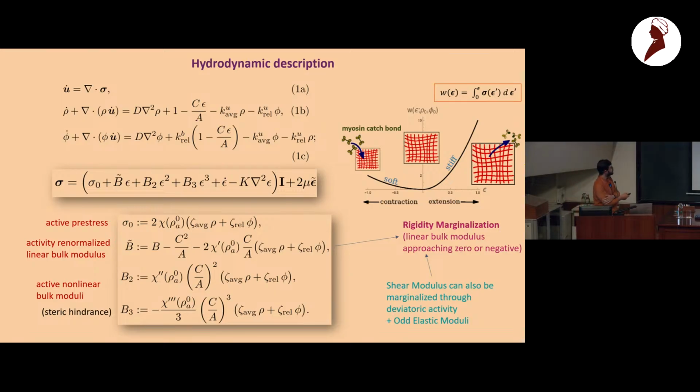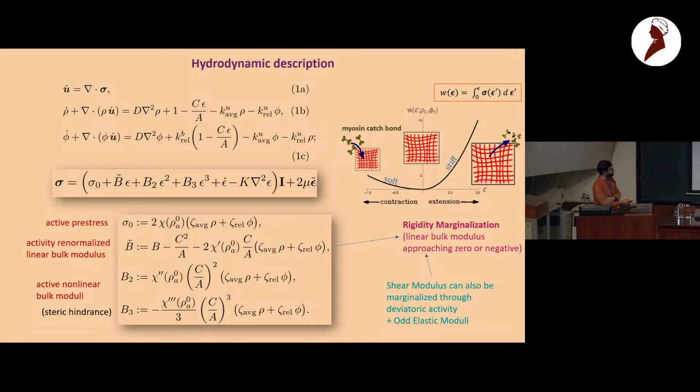The outcome is that the total stress now has a pre-stress which is purely active. This depends on the myosin densities, and activity has also renormalized the effective moduli of the system. This was the modulus of just the passive meshwork, and now, due to the presence of the myosin motors, you get a new bulk modulus, and these two, B2 and B3, and it goes on.